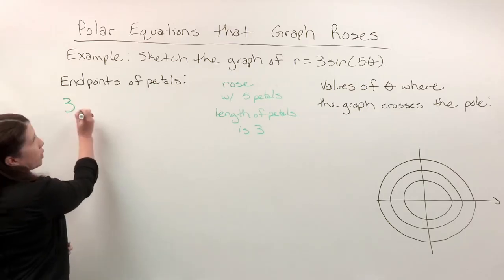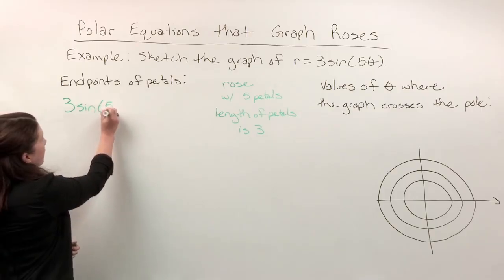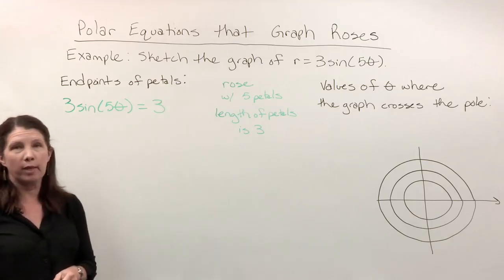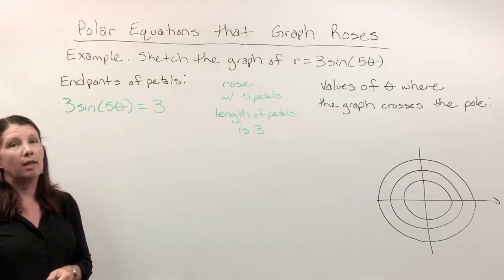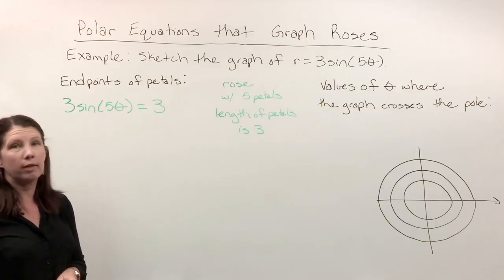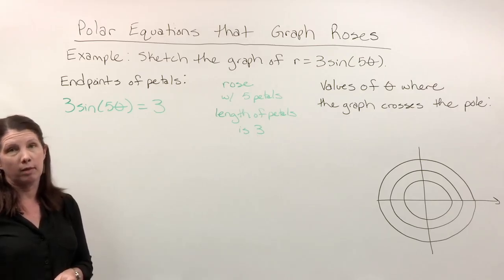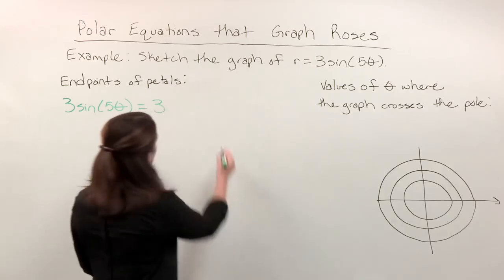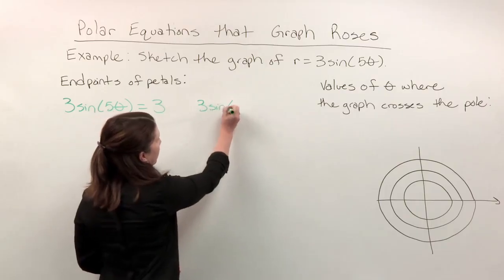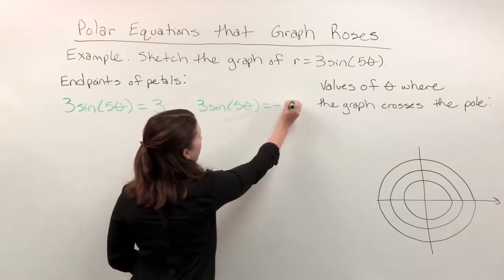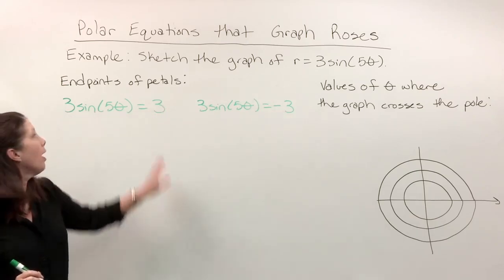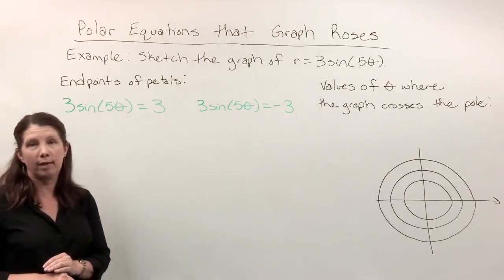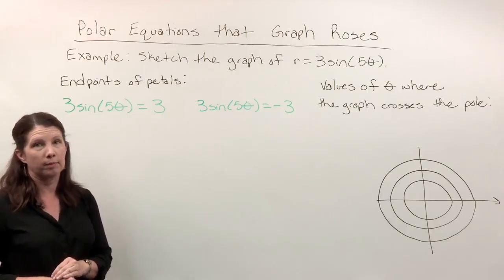So I could set up this equation, 3 sine 5 theta equals 3. And I'm going to solve this equation for theta. The other possibility is that r could have a value of negative 3. So I also need to set up an equation, 3 sine 5 theta equals negative 3. So when r has a value of 3 or negative 3, those will tell me the values of theta where the endpoints of the petals occur.